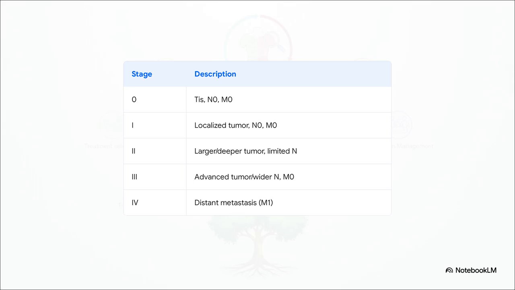But look closely at Stage 4. This is an automatic trigger. The second you have an M1 status, you're at Stage 4, period. That distant metastasis supersedes all other T or N status. And that is exactly why staging absolutely drives our therapeutic choices.